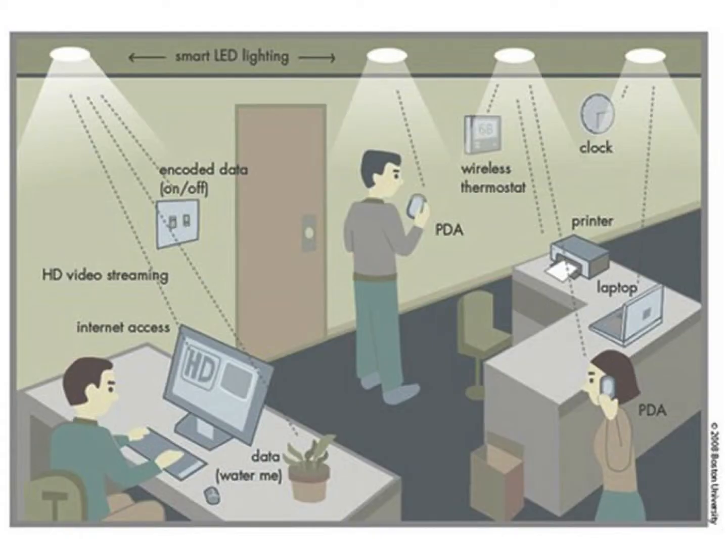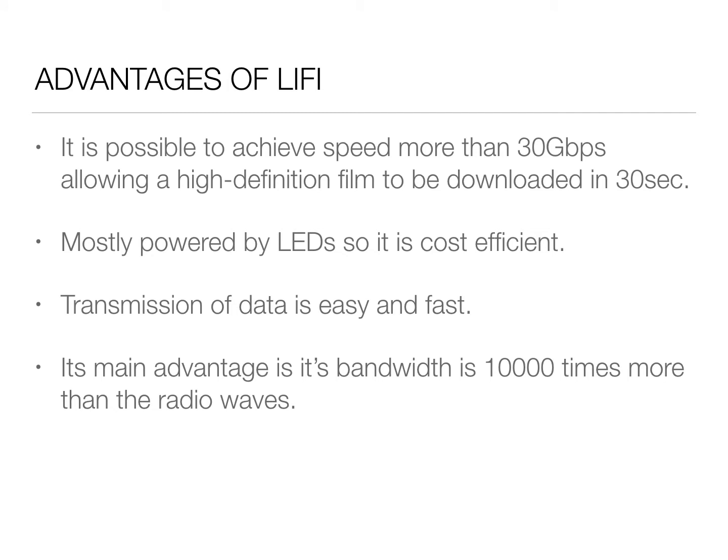Here is a blueprint of the usage of a Li-Fi network in an office. Now we are going to discuss the advantages of Li-Fi. It is possible to achieve more than 30 GB per second, allowing a high-definition film to be downloaded in 30 seconds. It is mostly powered by LEDs, so it is cost efficient. Transmission of data is easy and fast. Its main advantage is that its bandwidth is 10,000 times more than radio waves.